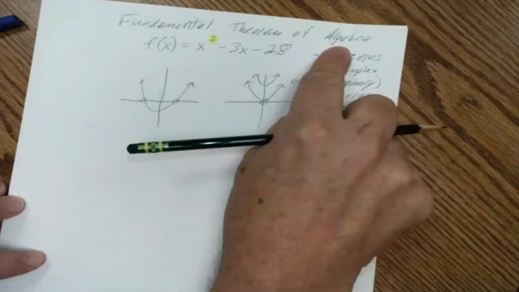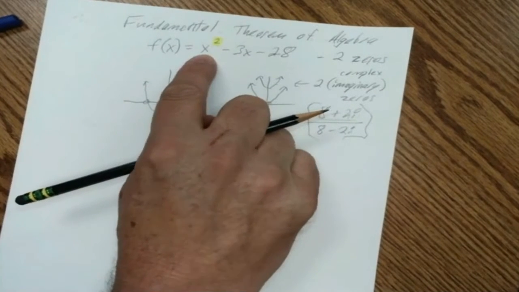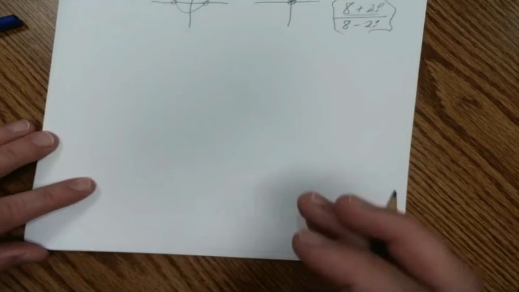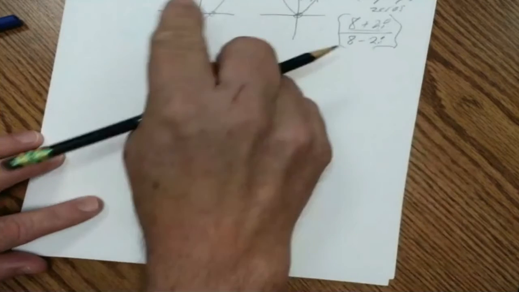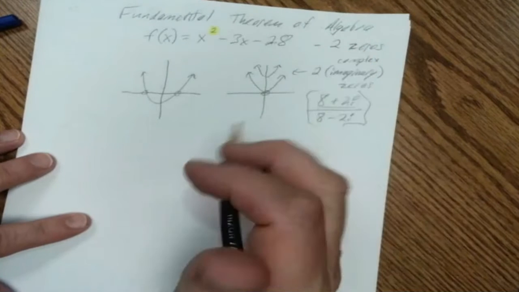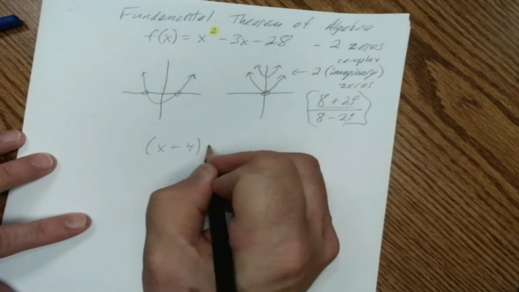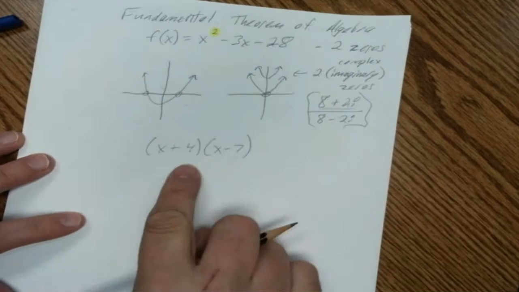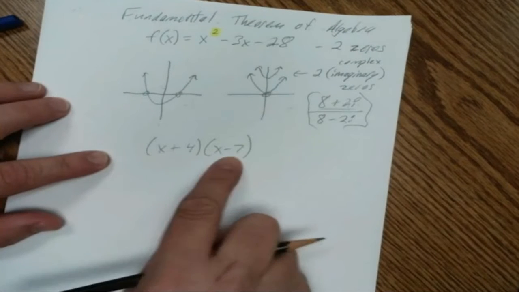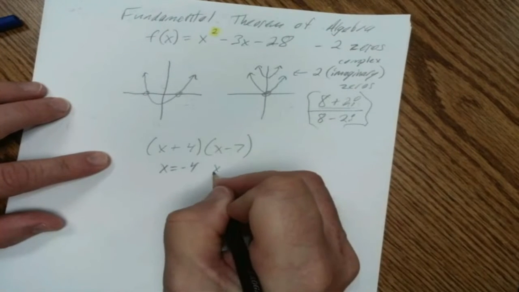So the fundamental theorem of algebra says whatever the highest power is, there are that many zeros, guaranteed. So if we look at one like this right here, and we wanted to know what the zeros are, because this one does actually have two zeros, when we factor that, we'll find out that the factors are x plus 4 and x minus 7. We'll multiply that together, we get this up here. So if these are the factors, that means the zeros are x equals negative 4 and x equals 7.